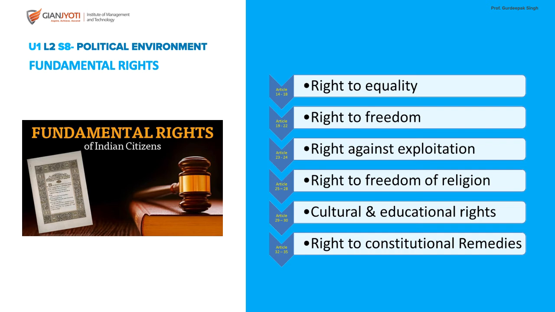The third is the right against exploitation. That means no one can exploit you at the individual level or at the workplace or anywhere. Number four is the right to freedom of religion. You are free to follow any religion. Similarly, right to culture. Cultural rights are with you, so you can adopt any culture. Also, you have the right to education, so no one can take away this right of education.